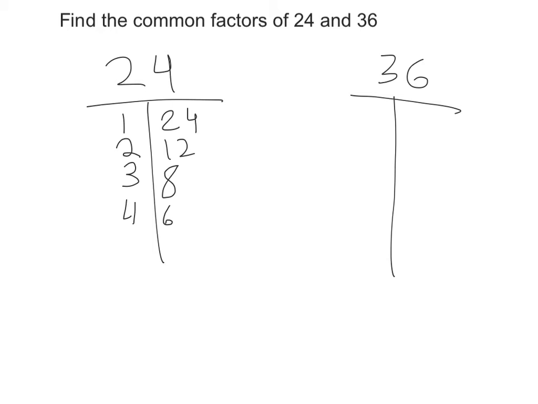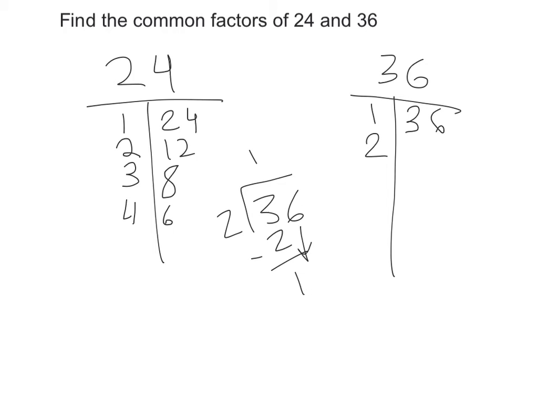Now I'll switch over to 36. So I know 1 times 36 will give me 36. I know 2 will go into 36 because it's an even number. So 2, then I just have to count by 2's until I get to 36, or I could do 36 divided by 2. Maybe I'll do that really quickly. So 2 goes into 3 one time. 2 times 8 will give me 16. So 2 times 18 will give me 36.